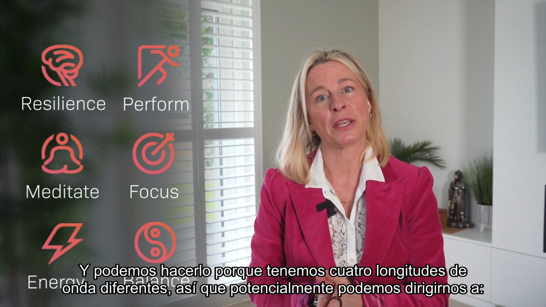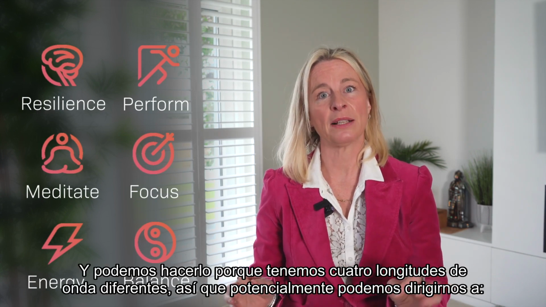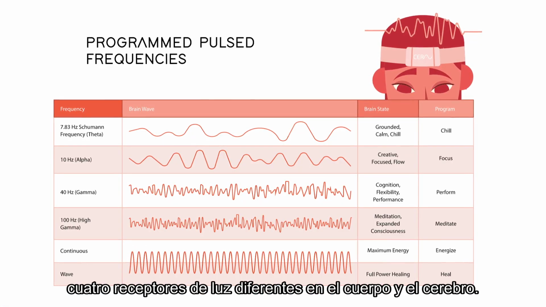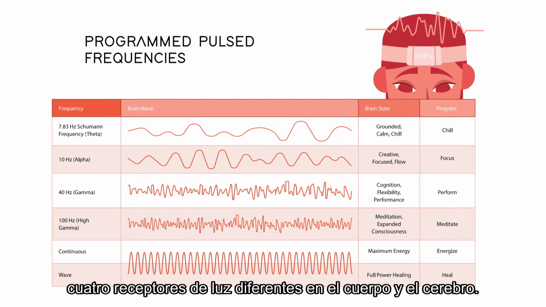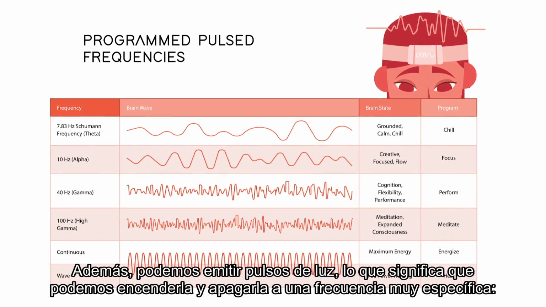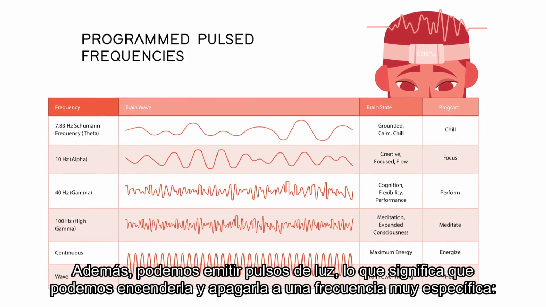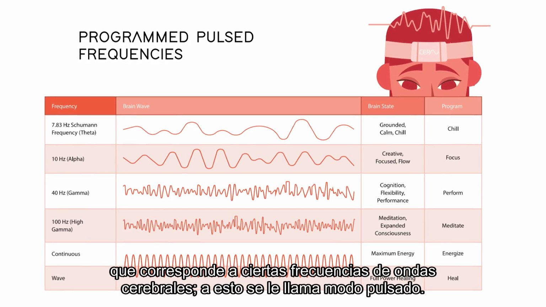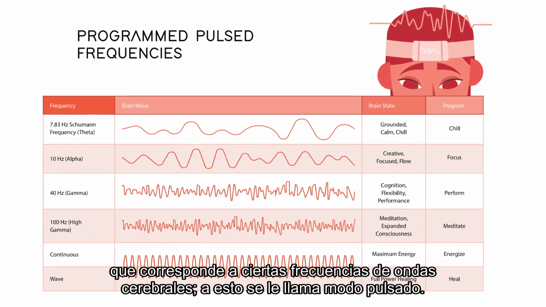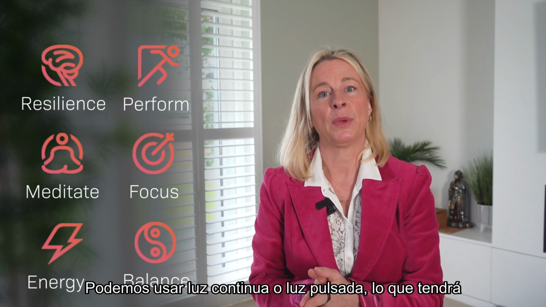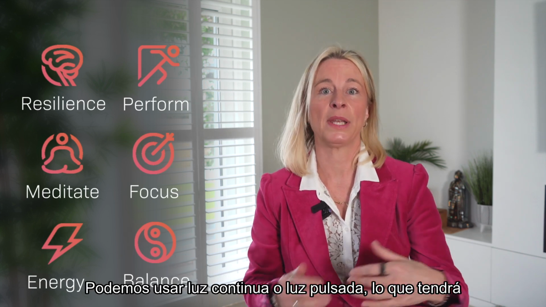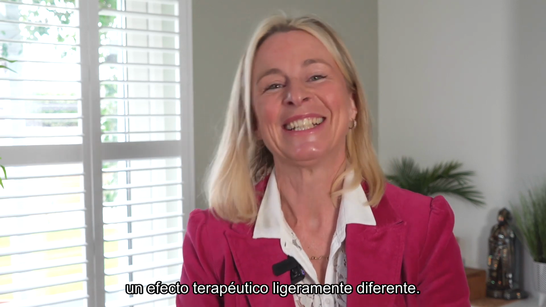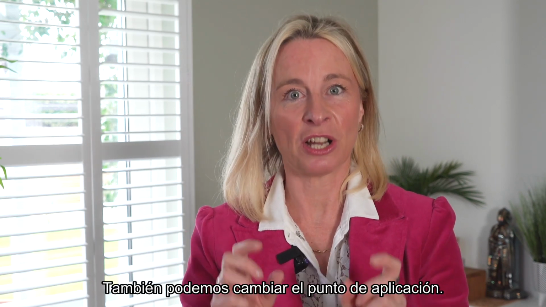And we can do that because we have 4 different wavelengths, so potentially we can target 4 different light receivers in the body and brain. Also, we can pulse that light, which means we can turn that light on and off at a very specific frequency that corresponds to certain brainwave frequencies. So that's called pulsing mode. So we can either have a continuous light or we can have a pulsed light, and that will have a slightly different therapeutic effect. And we can also change the target site.